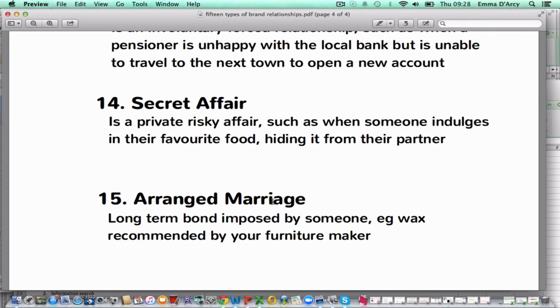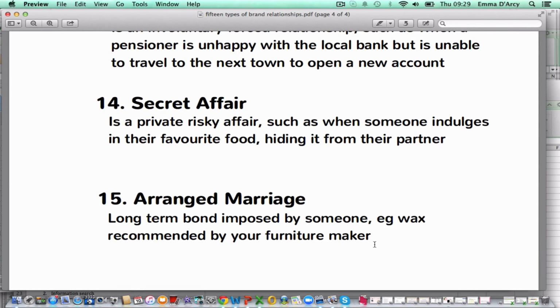Number 15 is an arranged marriage. So it's a long-term bond imposed by someone. Example, wax recommended by your furniture maker. This is kind of an obvious one in some ways, where it's something that you're told to use. You don't know of any other alternatives, so you just keep using it, such as wax recommended by your furniture maker. It could be wax for your car. If I go in particular with cars, I have no clue. So if somebody tells me to use it, I just use it, because I don't know what else is out there, so I don't know what else to look for. And to be honest, with something like that, I probably couldn't be bothered looking. So, arranged marriage, is your product or service falling into this category?